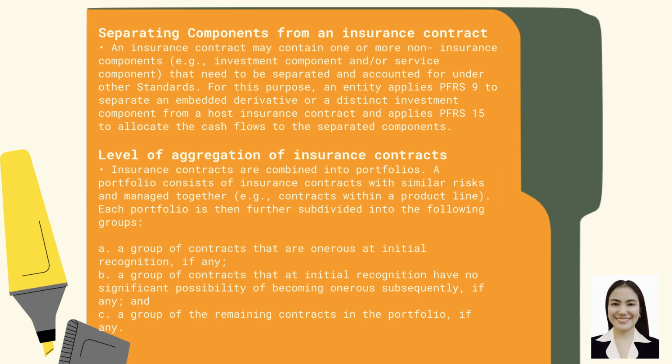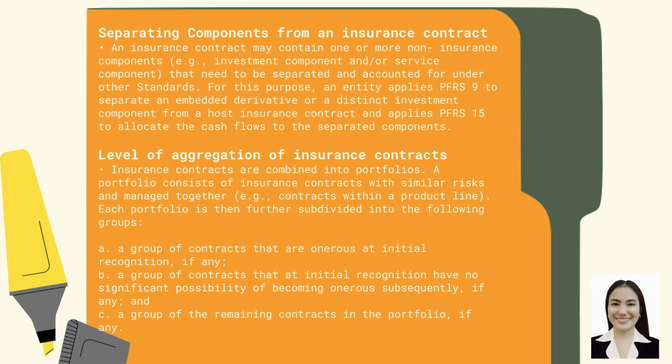So dito po sa slide na ito, yung insurance contract, pwedeng mag-contain daw po ng one or more non-insurance components, gaya po ng investment or service component, which is kailangan separated account siya for its suitable standards. So papasok dito yung pag-apply natin ng standard na PFRS 9 para i-separate an embedded derivative or distinct investment component from that insurance contract. And also yung standard na PFRS 15 para ma-allocate or ma-distribute yung cash flows to the separated components. And also here we have the level of aggregation of insurance contracts. So, basahin na lang po natin yan, yung nasa slide na iyan. Ano yung level of aggregation of insurance contracts.